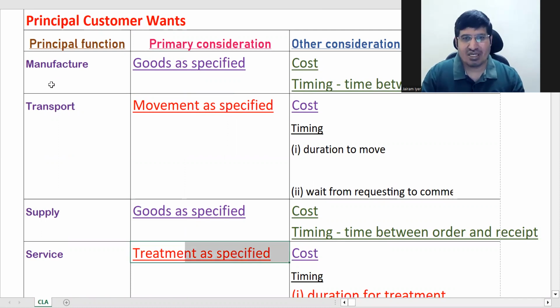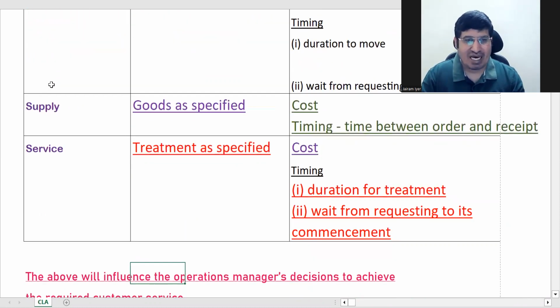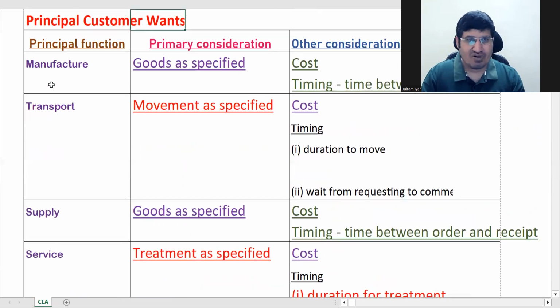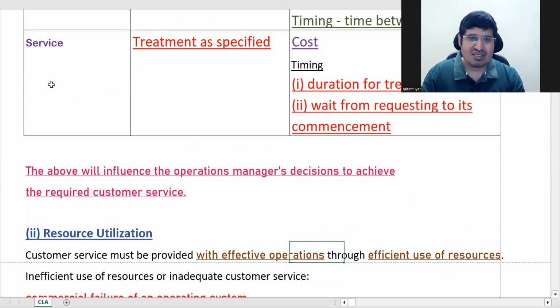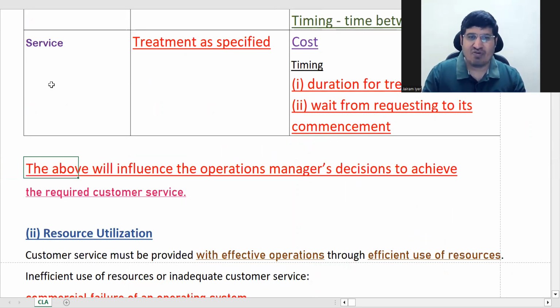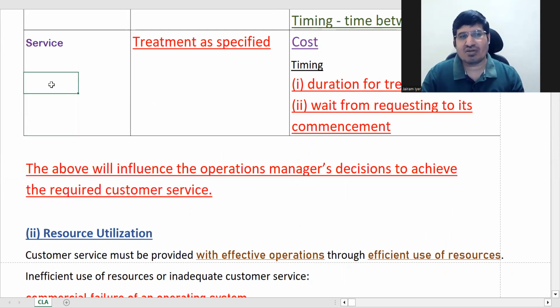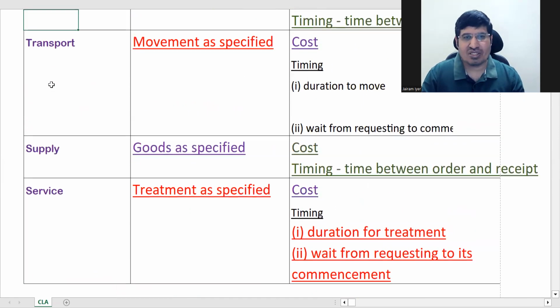ठीक है. तो यहाँ पे हमने क्या देखा, ये जो है, so all these things, one more thing I want to tell you. So these list of principal customer wants, whatever this states, okay, this holds primary importance for operations managers. The above will influence operations managers decision, okay, to achieve required customer service. So this 4 is very important for operations manager.